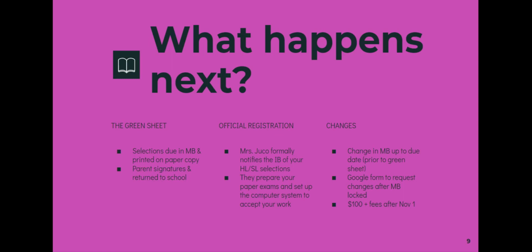If you want to make changes up until the point where I have printed your green sheet, you are able to just change those requests in ManageBac. However, on a certain date in September, that ManageBac screen will then become locked, and that's when I will print out those green sheets and send them home. At that point, if you wish to make changes, you will receive a Google form where you can request the changes, but I have to make those in the computer system for you. And then we will send you another green sheet to sign.